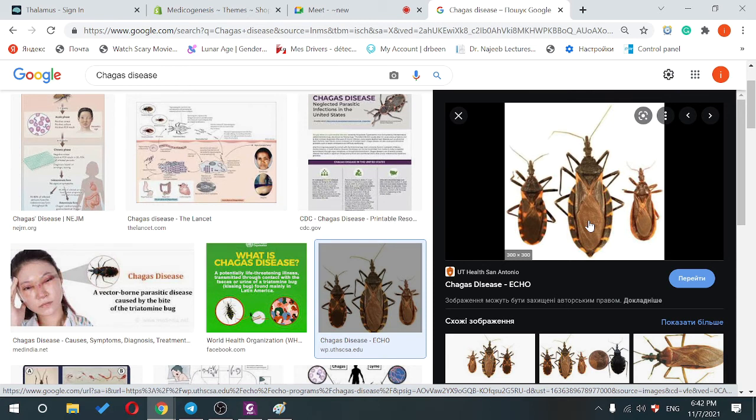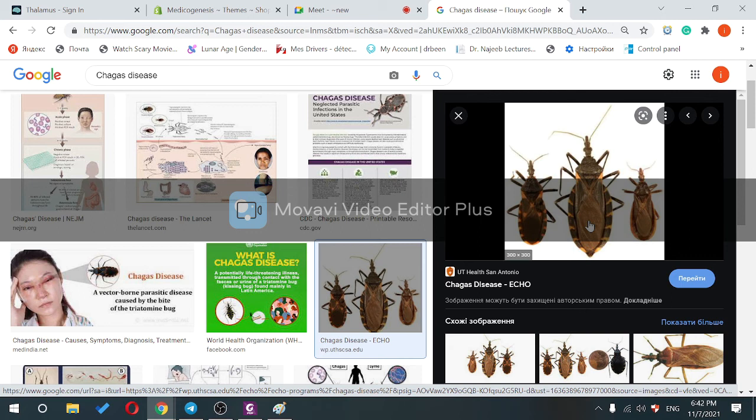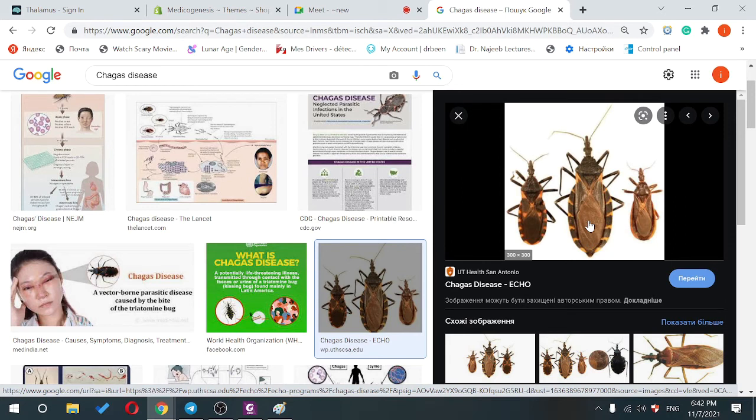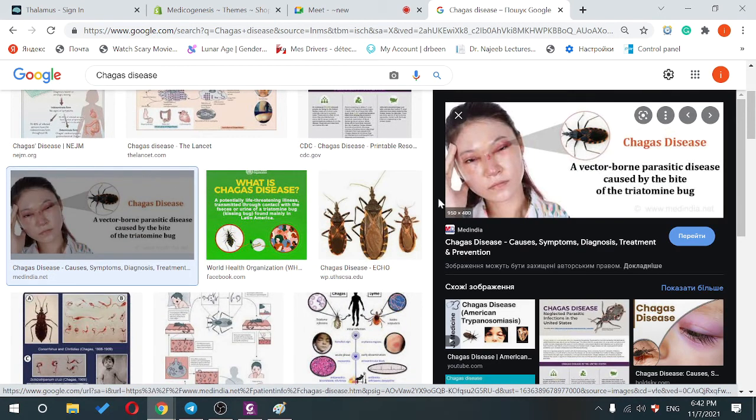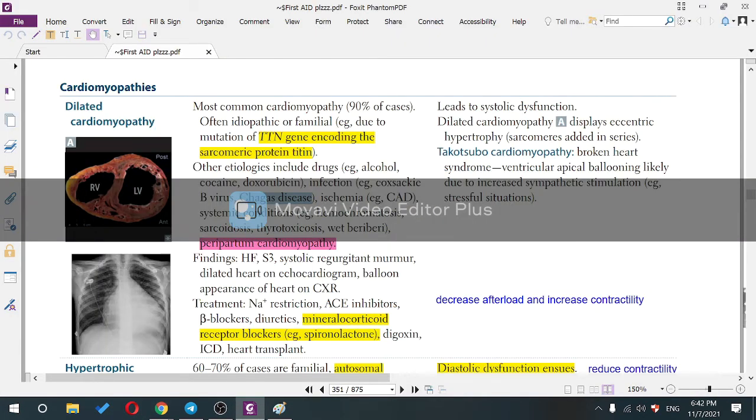For example, one of the many problems they have include: one, they can have a big esophagus, esophagomegaly, also a big rectum, megacolon. Also, they can have what? Dilated cardiomyopathy. Yep. So that's all about Chagas. They can also have angioedema. Look at this lady. Yep. So it's a pretty serious disease.